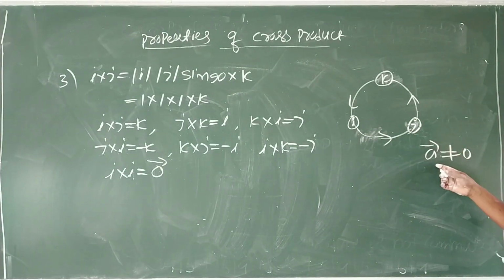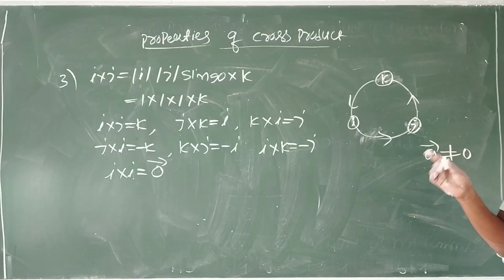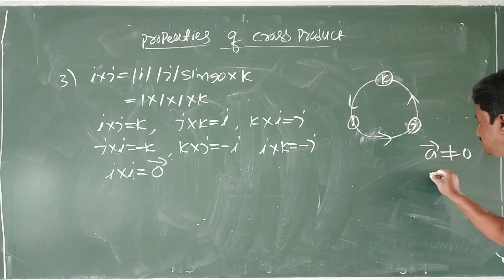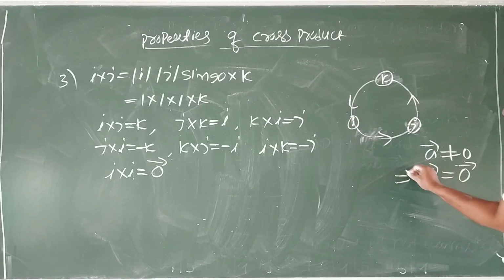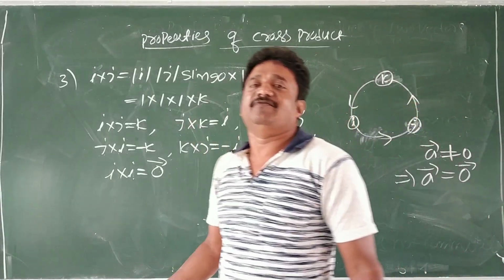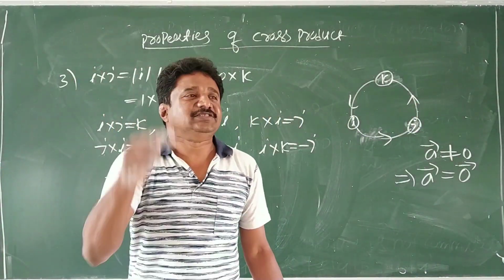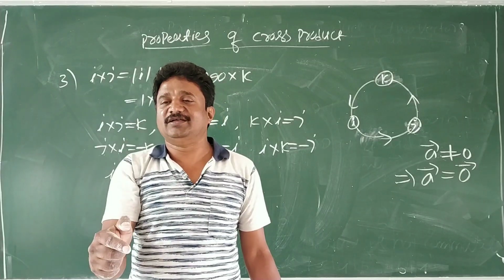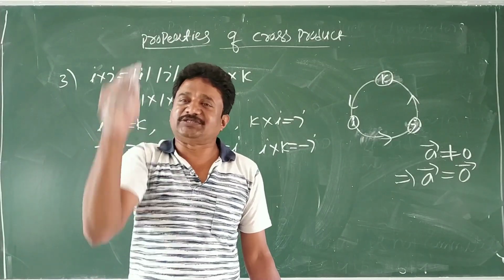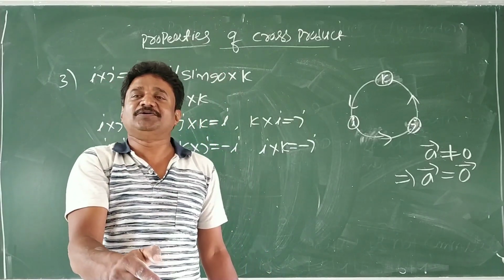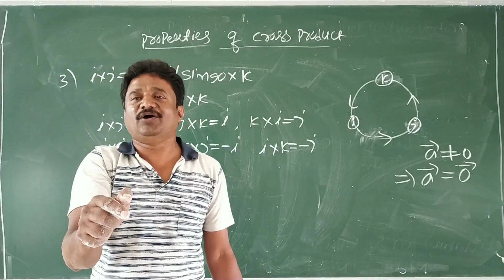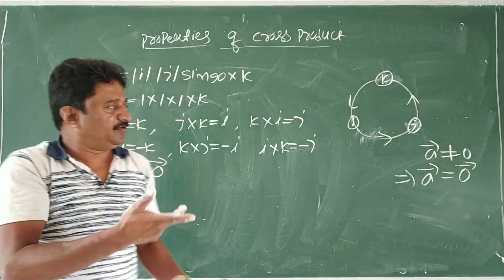Why is vector A not equal to 0? It is a vector, it should have both magnitude and direction. But sometimes this can happen: vector A can be equal to 0 vector. This way of writing is correct. Vector is equal to vector, scalar is equal to scalar. Scalar can be equal to scalar, vector can be equal to vector. Vector can never be equal to scalar, scalar can never be equal to vector. Keep that in mind, then you write correctly.